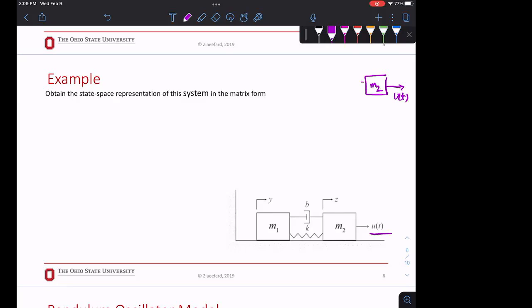I know that I have a dashpot here, B. Well, here my displacement is called Z. So this will be B z dot. And then here we have K z. So these two want to oppose the motion, which is U, right? We have one other force here. What's that? Inertia. M2, since this is z double dot, also wants to oppose the motion.